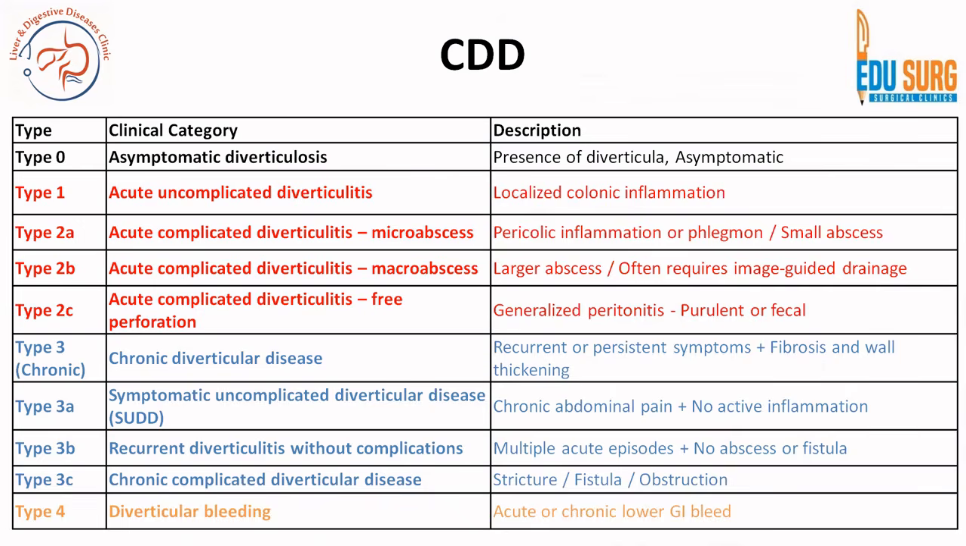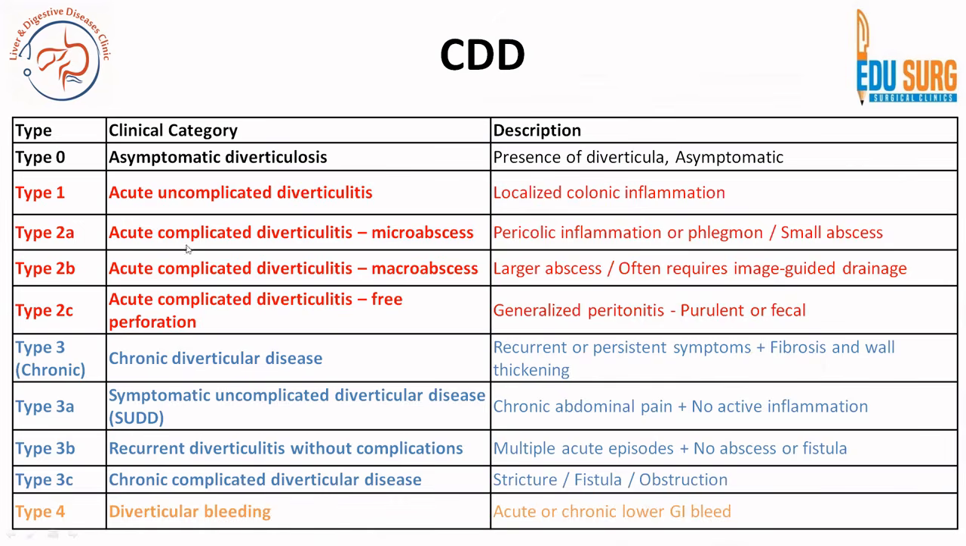So type 0 is asymptomatic diverticulosis, that is an incidental detection of diverticula, maybe on a scan, but the patient has no symptoms. Type 1 is uncomplicated diverticulitis, where you just have localized colonic inflammation. 2A and B are abscesses, and 2C is pre-perforation, which can lead to generalized peritonitis, which can be purulent or fecal. Now you will see that this is subdivided in Hinchey's classification. So that is something that we will see. But this is the entire clinical spectrum of diverticular disease. That is why CDD is very important.